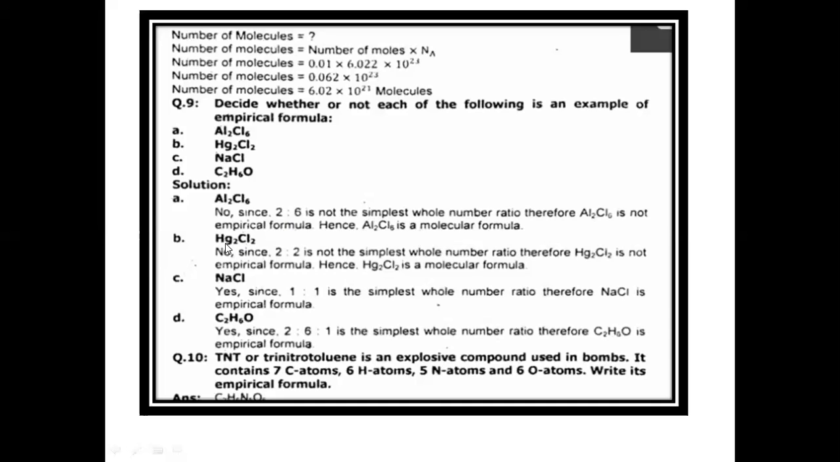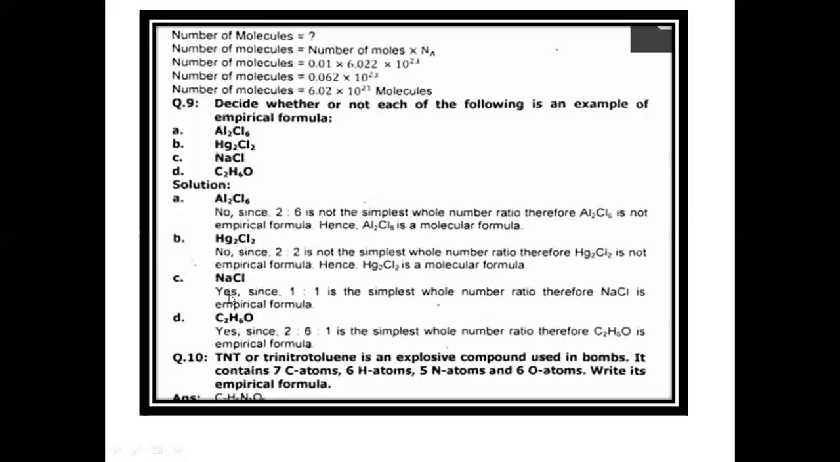B part, this is Hg2Cl2. 2, 2, we can simplify it, 1, 1, HgCl. So again, this is not an empirical formula because 2:2 is not the simplest whole number ratio. Therefore, Hg2Cl2 is not an empirical formula. Hence, Hg2Cl2 is a molecular formula.